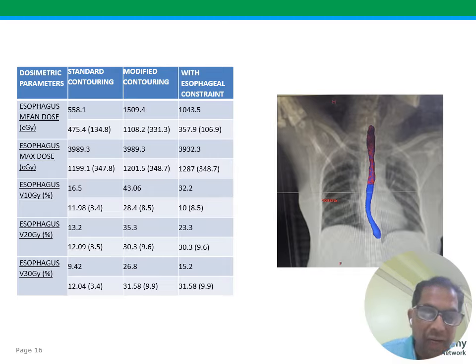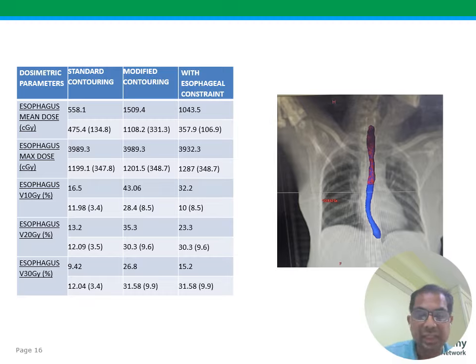You can see with standard contouring, the mean esophageal dose was 5.5 gray. They felt good about it. But as soon as you modify the contouring, the dose went up by 3 times, which is well above the threshold from Yang et al., where the threshold is about 10 or 11 gray. So just by modifying the esophageal contour and constraining the esophageal dose, it came down significantly. Similarly, the V10 went down from 43% to 32%, V20 from 35 to 23, and V30 from 26 to 15. All the numbers went down by putting in an esophageal constraint.